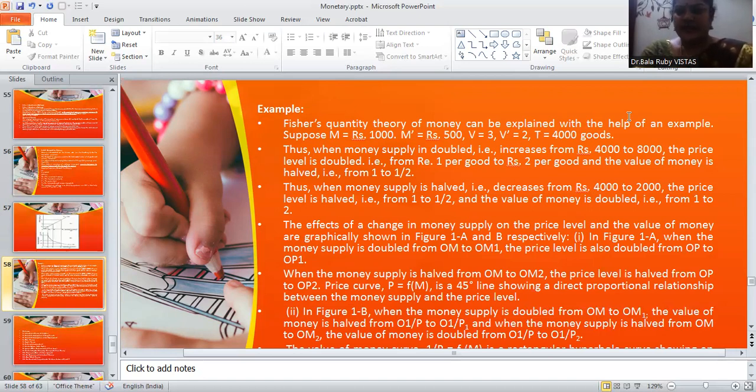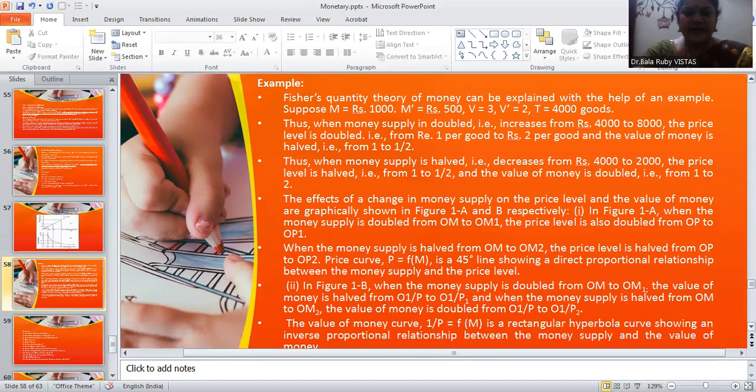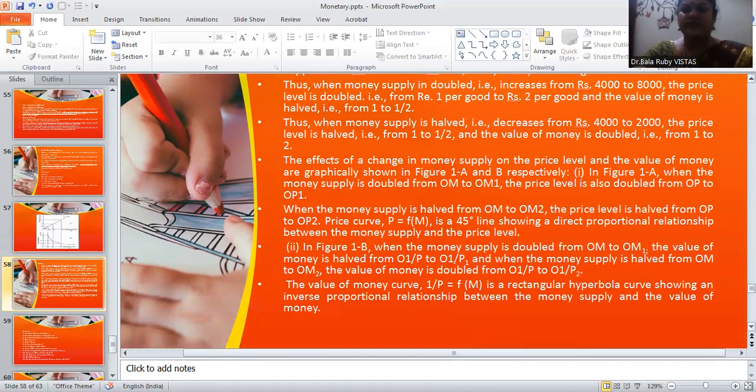If you see this diagram, I have already given an example and we have clearly explained this concept also. When the money supply is doubled, the price level also doubles. At the same time, when the money supply is halved, the price level is also halved. So the price curve, we have seen a 45-degree line, no? This 45-degree line denotes the price curve. This 45-degree line, that is the price curve, shows a direct proportional relationship between the money supply as well as the price level. So this is what we have clearly explained for the upper funnel.